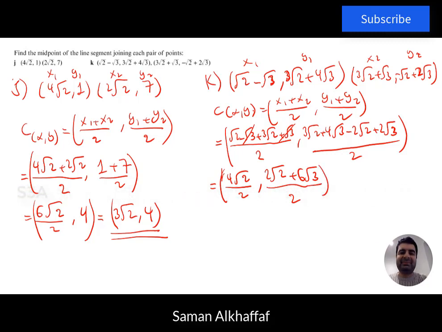And then to simplify this expression further, we would have 2 root 2 for the x coordinate, and we also have root 2 plus 3 root 3 for the y coordinate, and this will be our simplified answer in terms of the x and y coordinates of the midpoint for these 2 points.